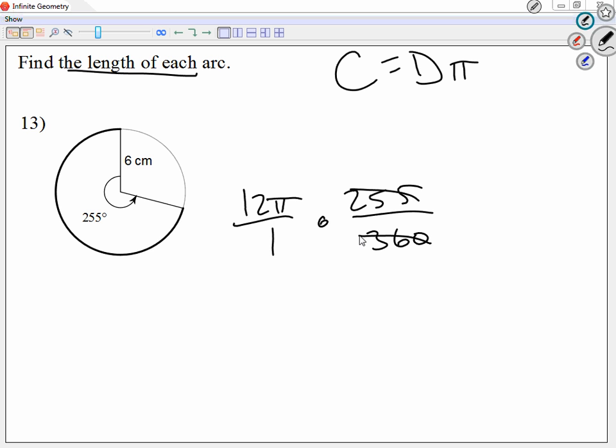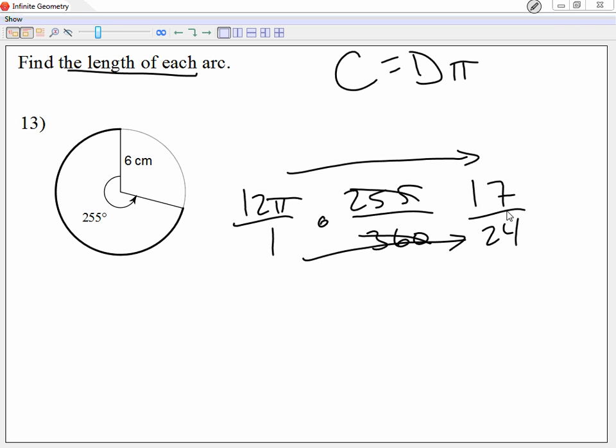255 divided by 15 is what? 17. 360 divided by 15 is what? 24. 17 over 24, there's nothing we can do. And I know I multiply straight across, so that's the only way I cannot simplify. But 12 and 24, that can be simplified. That's going to become 1 and 2.